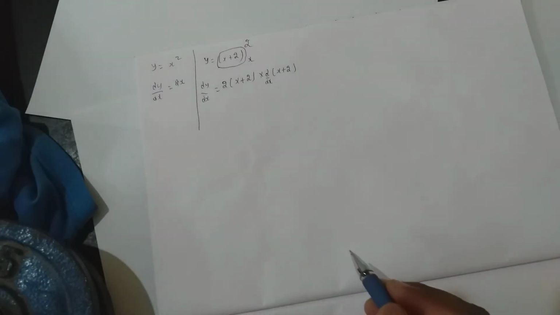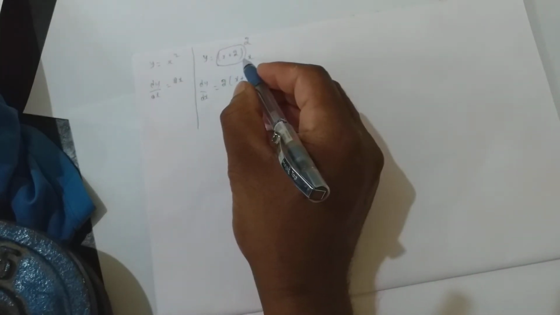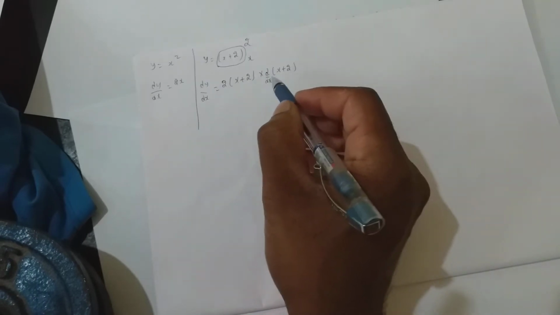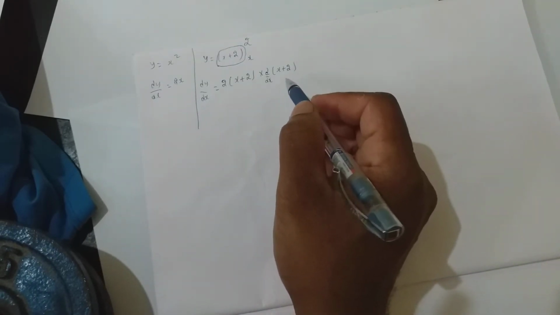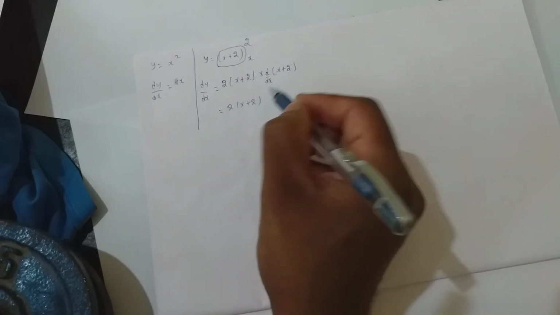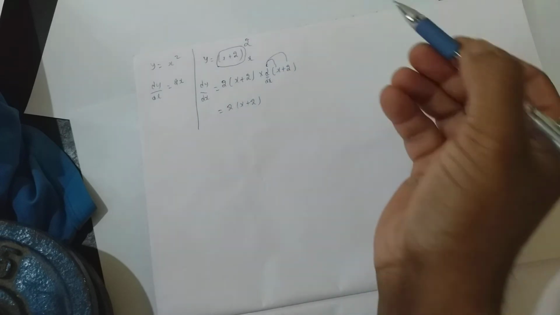Am I clear? You will consider the entire thing to be x, and now it is of the form x square. So x square differentiation is 2x, into, in place of x, whatever you consider, that differentiation should be written. So now it will become 2 into (x plus 2) into this d by dx gets applied to this one and also to this one.